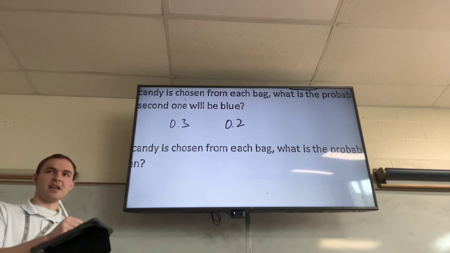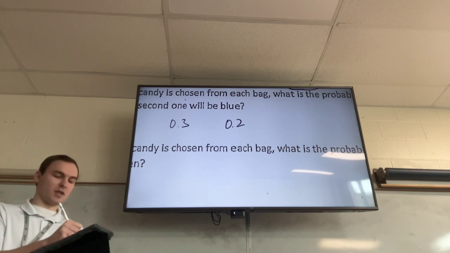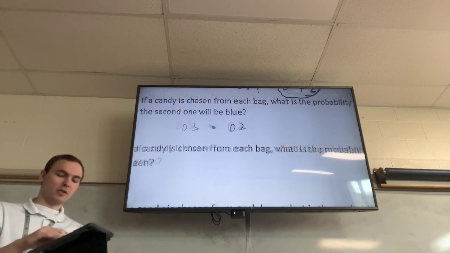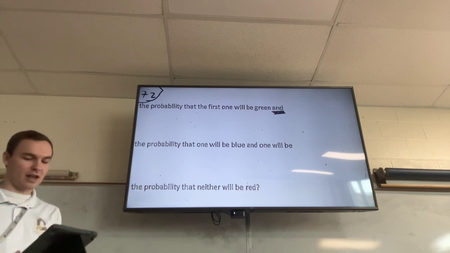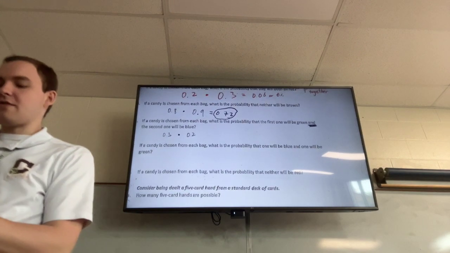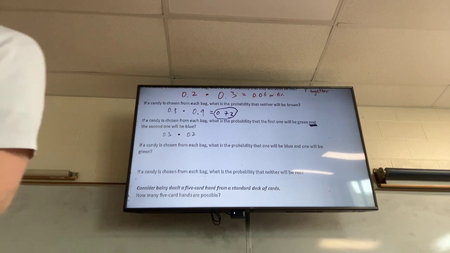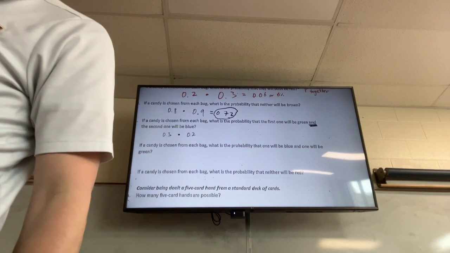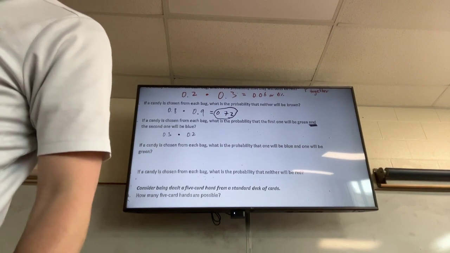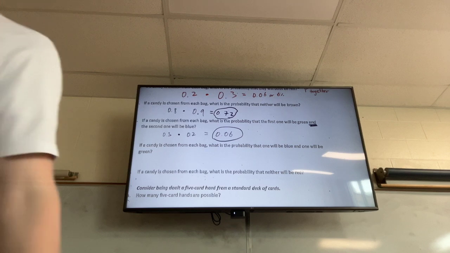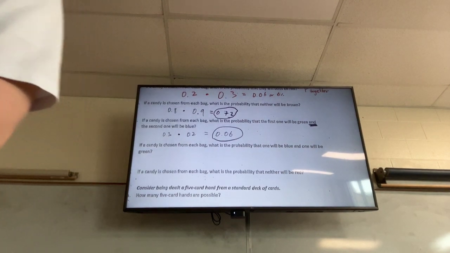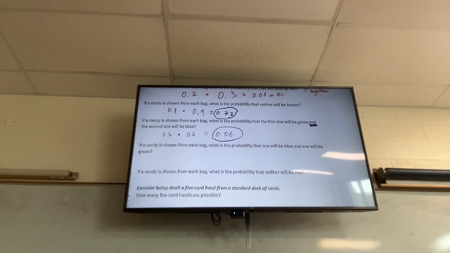What do I do with those two numbers to combine them for my final answer? Multiply, right? We multiply because there's an "and" here, and they're independent. In general, if the first one's green and the second one's blue, we multiply them. I got 0.06. So 6% chance. Does that make sense?